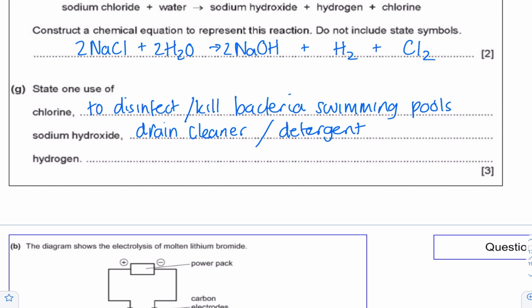Hydrogen, the best one to say is for making margarine, because it's been used to make margarine for a lot of years. It's also used in hydrogen fuel cells. So like as a fuel for the future. Hydrogen fuel cells. That's what most of it is used for nowadays.